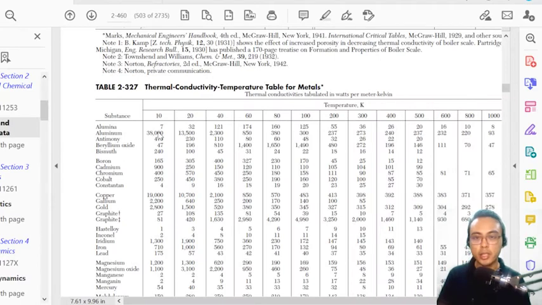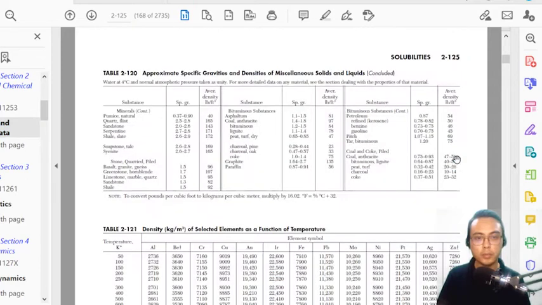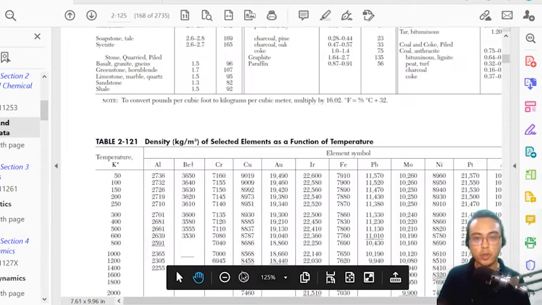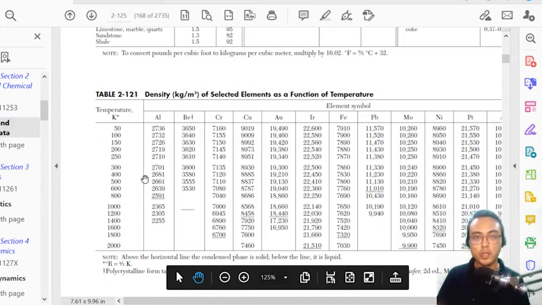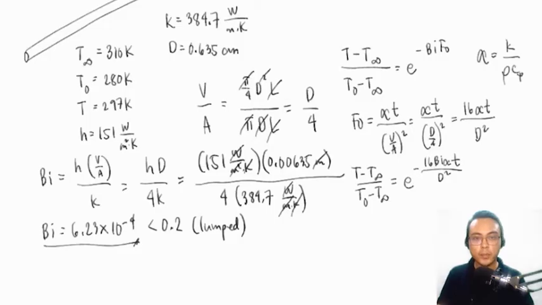Let's start with the density. The density of metals is still found in Chapter 2. We have densities of miscellaneous materials, that is table 2-121. Let's go there. For copper, again, this is given as a function of temperature. If our average temperature is 288.5 Kelvin, that is between 250 and 300 Kelvin. So you have to interpolate between 8951 and 8930 kilograms per cubic meter. Okay? Interpolating, the density of copper is then 8472.83 kilograms per cubic meter.